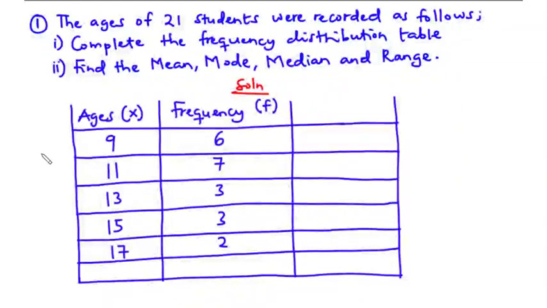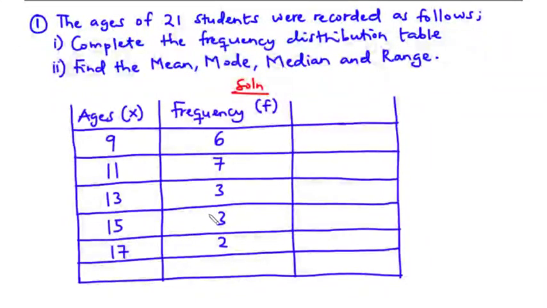In this table, we have the ages of students, and then we also have the frequency, that is the number of students with a particular age. So we have 6 students being 9 years, we have 7 students being 11 years, 3 students being 13 years, 3 students also being 15 years, and then 2 students being 17 years.